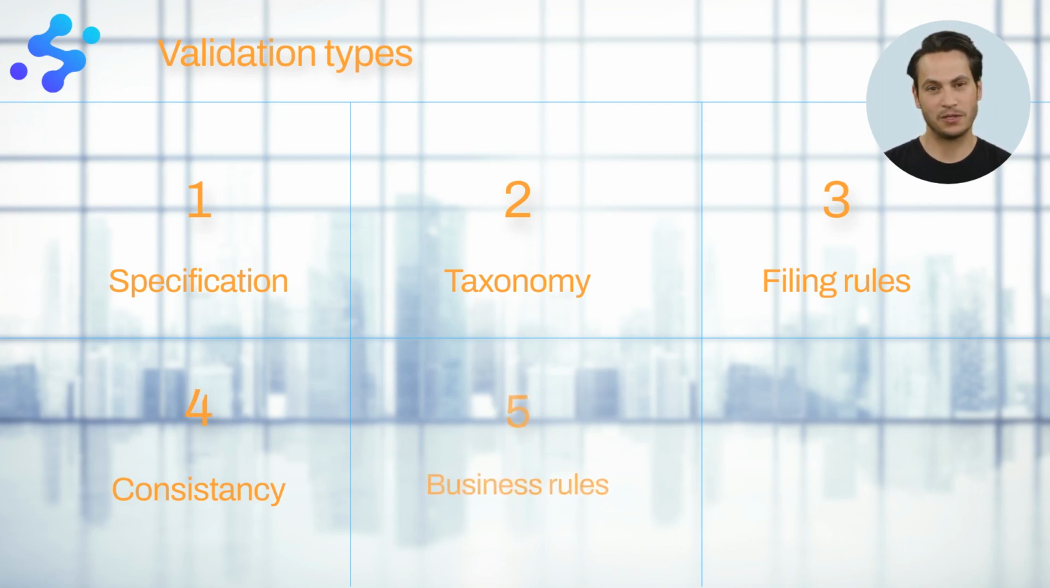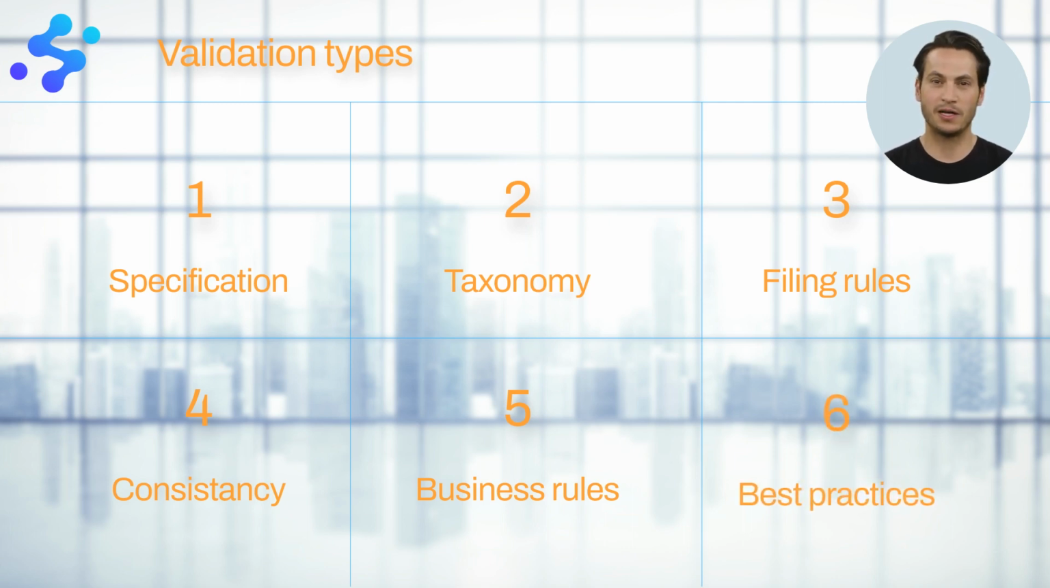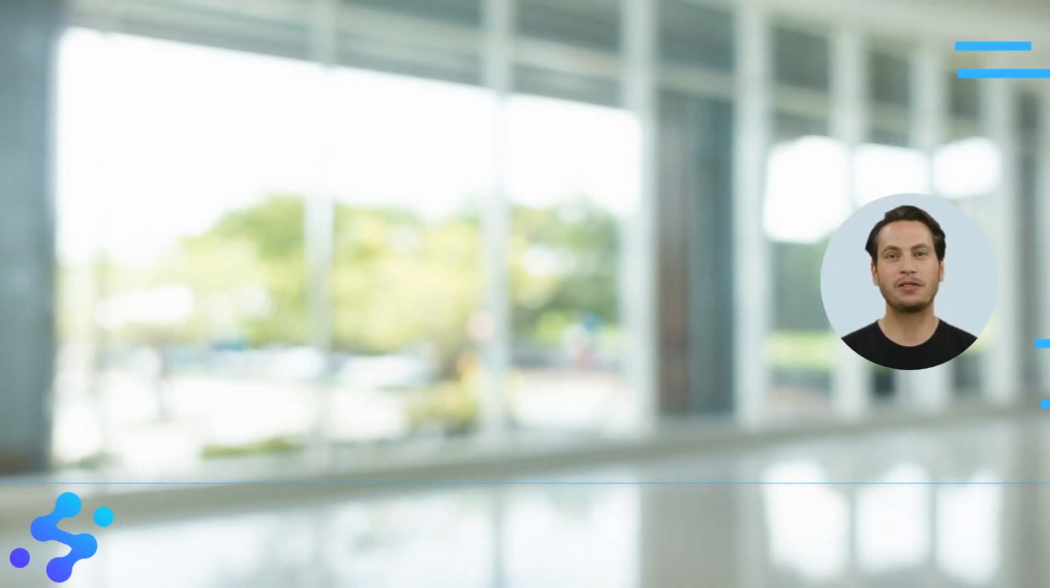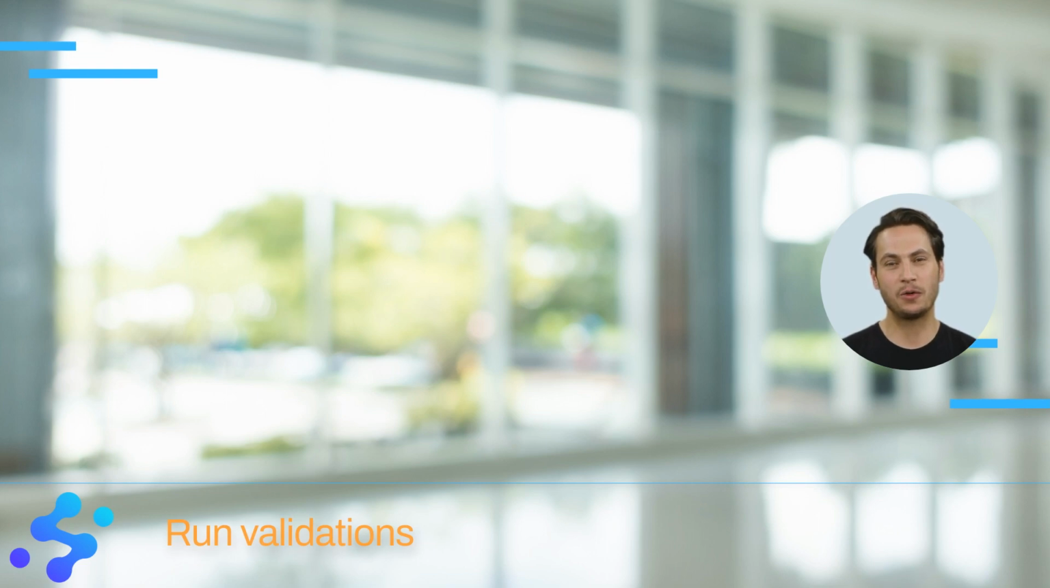5. Business rules. To validate if your report is valid according to the business rules defined in the related taxonomy. It can validate if a sum of values is equal to the parent value reported. 6. Best practices. Validate if your report aligns with various best practices used and defined in the market for digital reporting. Now that we have explained the various validations, we will show how it is done, so let's get started.